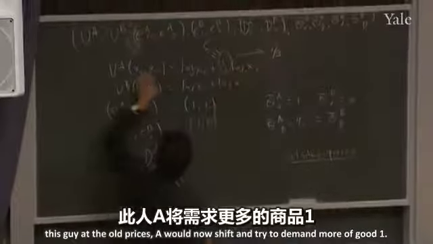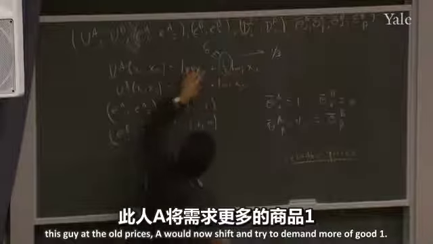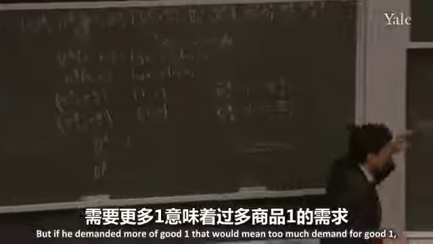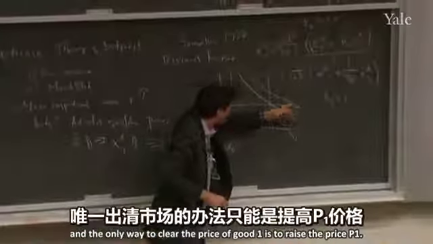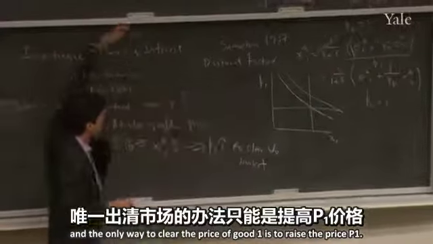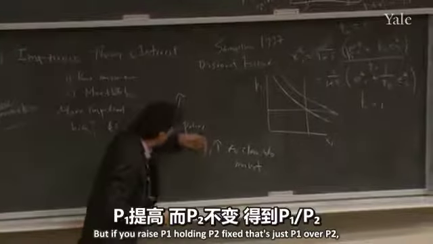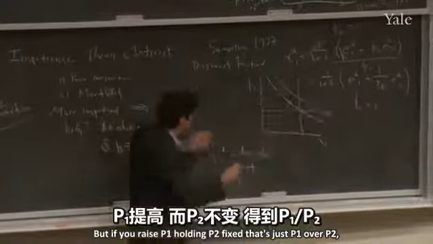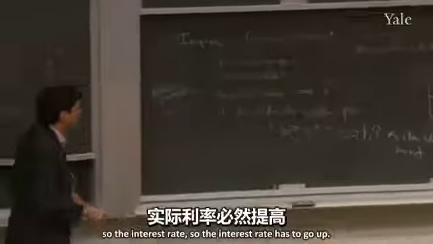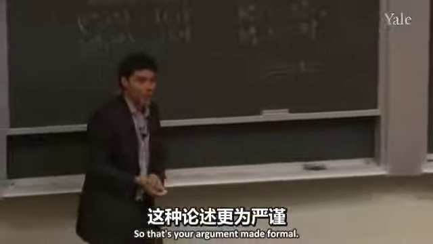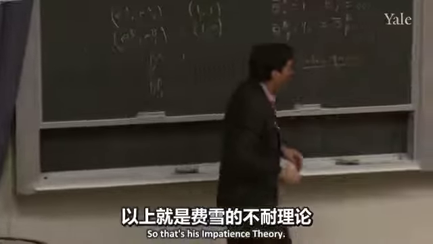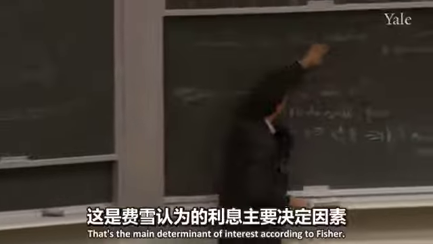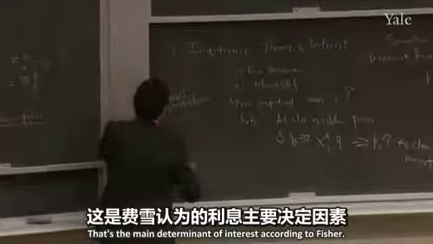To say it formally, if you resolve for equilibrium with a lower delta, at the old prices, A would now shift and try to demand more of good 1. But that would mean too much demand for good 1, and the only way to clear the market for good 1 is to raise the price P1. If you raise P1, holding P2 fixed, P1 over P2 is the interest rate, so the interest rate has to go up. So that's your argument made formal. That's his impatience theory, the main determinant of interest according to Fisher.